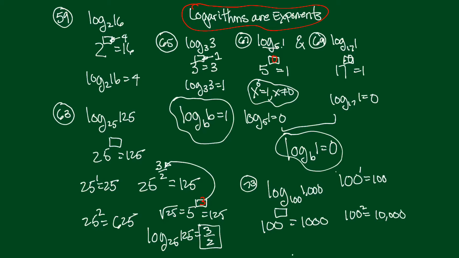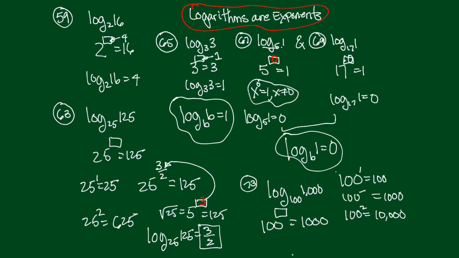So the 1 is too small. The 2 is too big. So this has got to be somewhere in between, right? 100 to some fraction. That's going to give us the 1,000. Now this is a fractional exponent, so the denominator is the root. What roots of 100 do you know? I know only one, and that's going to be a square root. That'll get me to a 10.